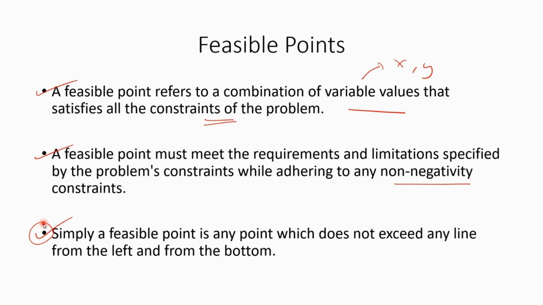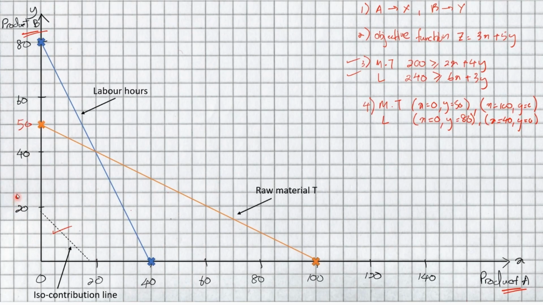Let's read this point again. Simply, a feasible point is any point which does not exceed any line from the left and from the bottom. From the left and from the bottom. This is the important part. Let's go back. This is the left side. When we enter into this graph from the left side, we can identify the feasible points. These are the points that will not exceed any line.